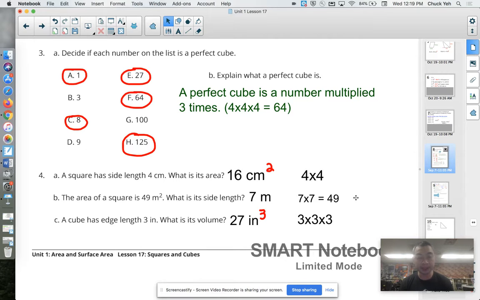If a cube has an edge length of 3 inches, what's its volume? So 3 times 3 times 3, 27 inches cubed. Notice I have the exponents there. Anytime there's a 2, that means it's area or surface area. Anytime there's a 3, that means it's volume.